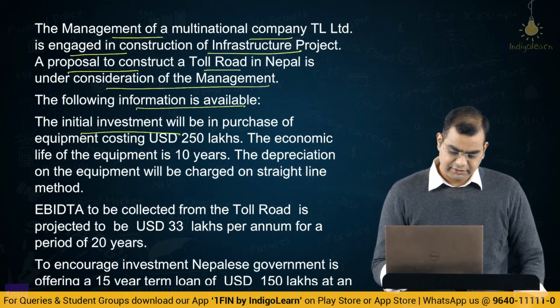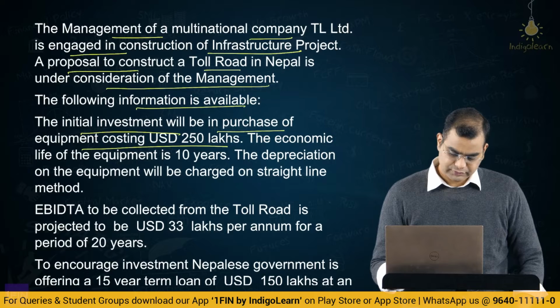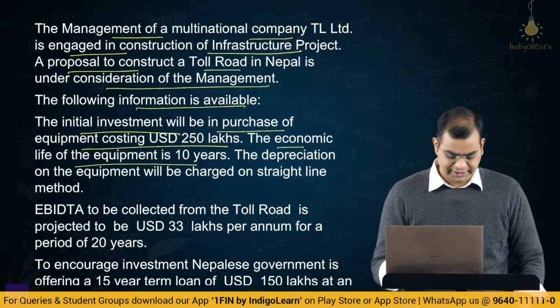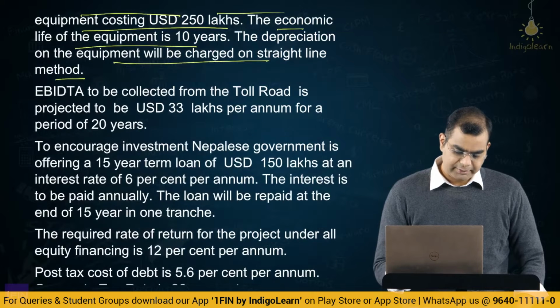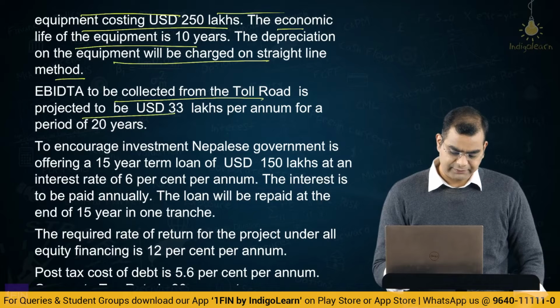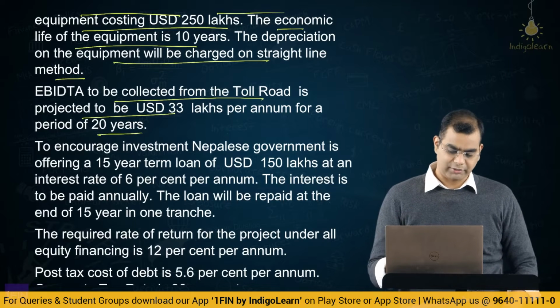The initial investment will be in purchase of equipment costing $250 lakhs. The economic life of the equipment is 10 years. The depreciation of the equipment will be charged on straight line basis. EBITDA to be collected from the toll road projected to be 33 lakhs per annum for a period of 20 years. Oh, so this is a 20-year project.